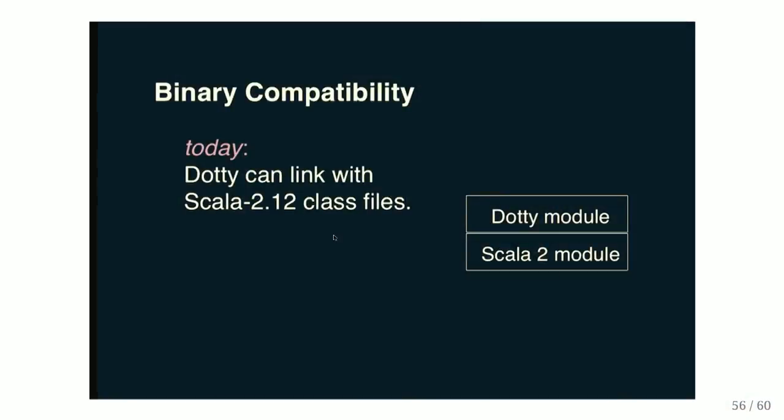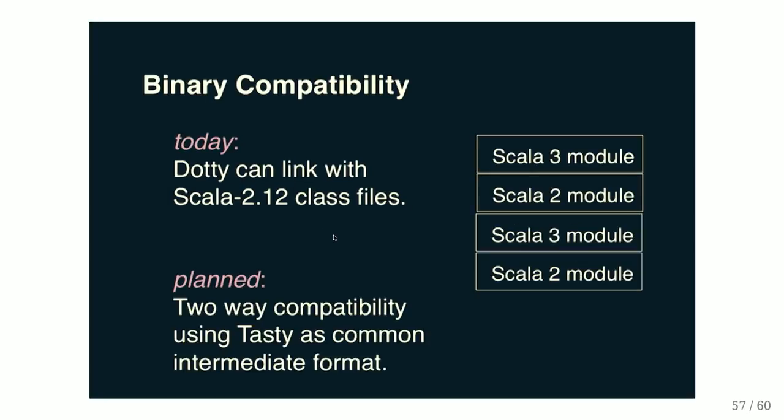So already today, we can have Dotty modules, which is the current project name for Scala 3, use Scala 2 modules. For instance, our compiler uses the Scala 2 standard library. We haven't recompiled that. That's just the 2.12 standard library. So we can do that. But in the future with Tasty, we can actually do much more.